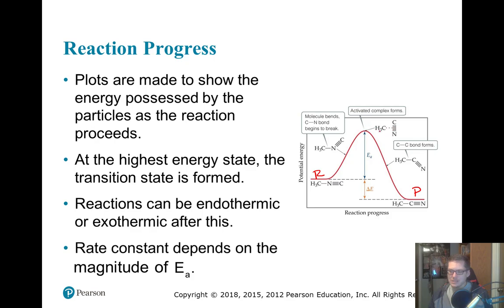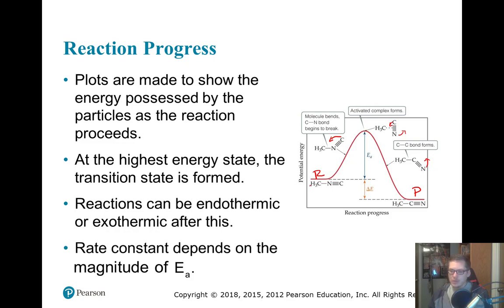Then as it falls back down the other side, the carbon is now in the middle, and the nitrogen is swinging into place right here. If you plot what happened to the carbon, it went this way and keeps going this way, while the nitrogen starts swinging out this way. So at the highest state, that's your transition state, or your activated complex.